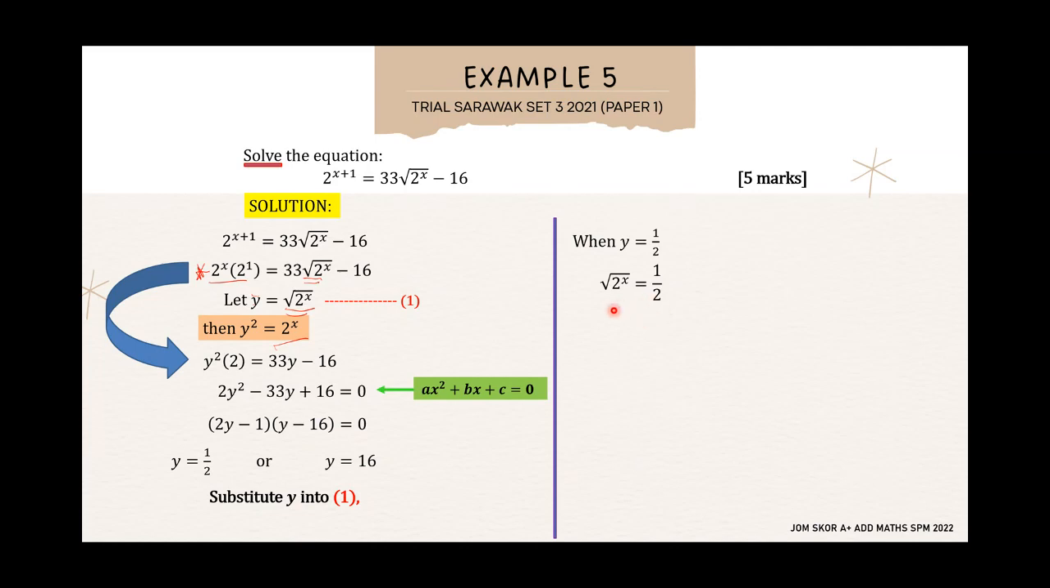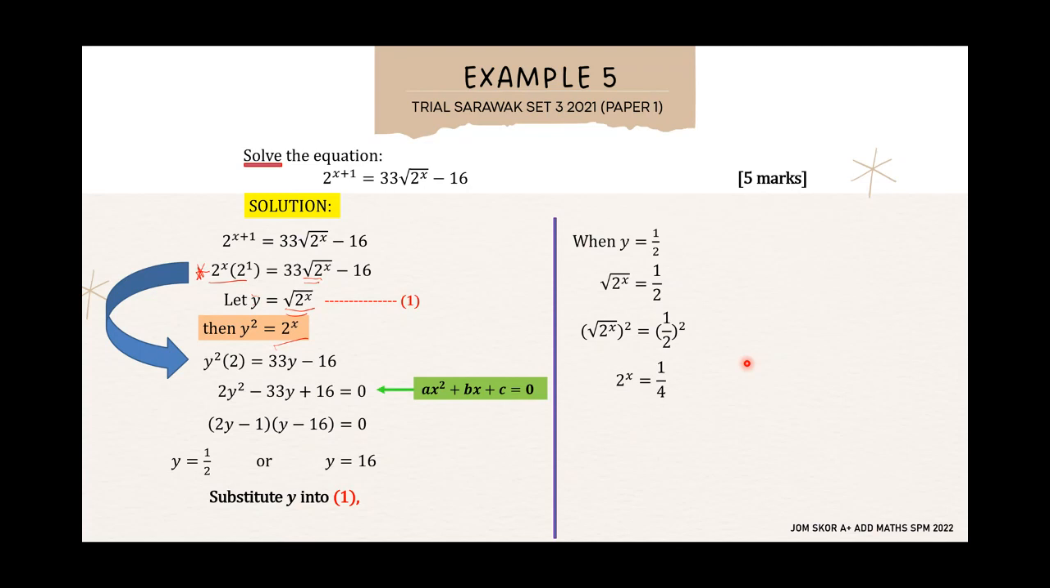Okay, kita dah ada square root kat sini. Macam mana kita nak hapuskan square root? Square both sides. Square both sides, kita akan dapat 2 to the power of x square is equal to half square. Okay, jadi yang tinggal adalah 2 to the power of x is equal to 1 over 4. Now, how can we get the value of x? Ingat lagi tak tips yang teacher bagi untuk solve equation?